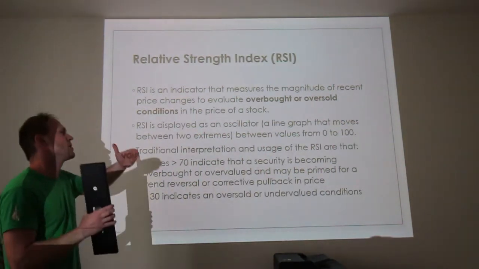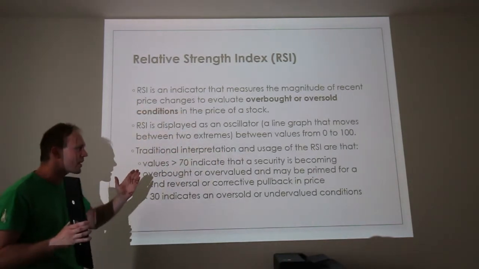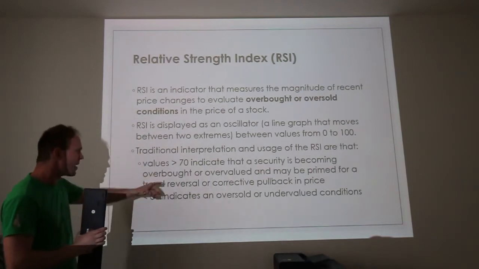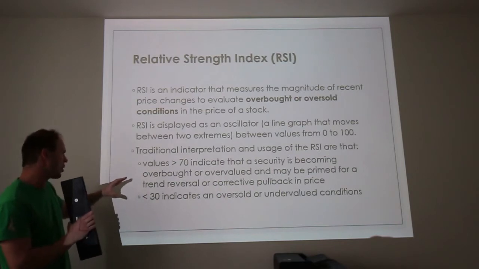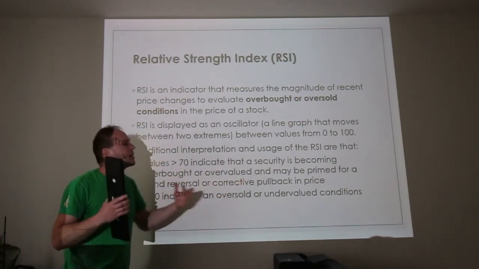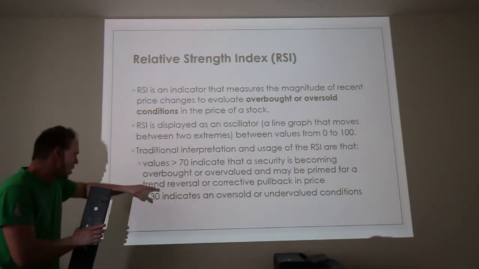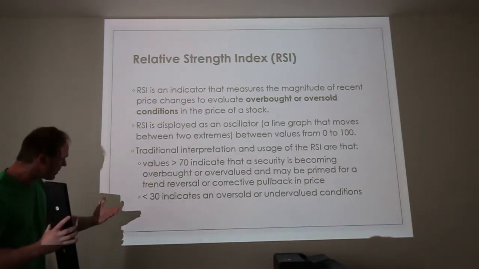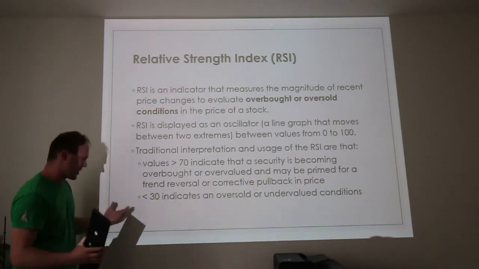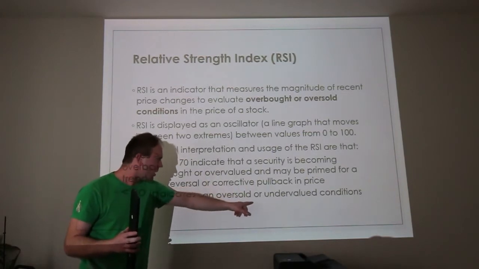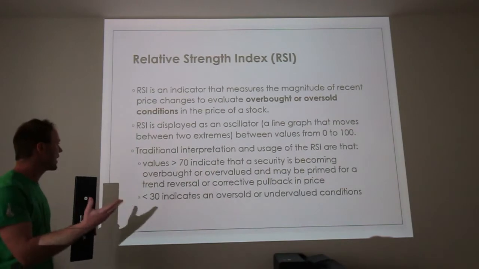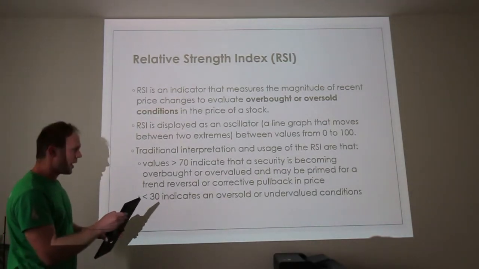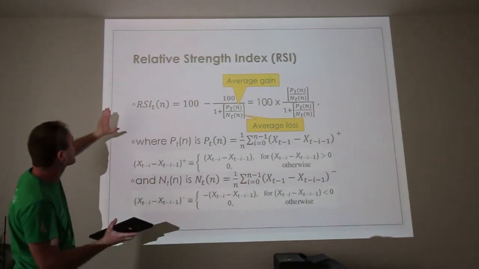The traditional interpretation and usage of the relative strength index is that values higher than 70 indicate that the security is becoming overbought or overvalued and may be primed for a trend reversal or corrective pullback in price. Values smaller than 30 indicate oversold or undervalued conditions. So values higher than 70, values smaller than 30. Okay, so we'll move on to another slide of this presentation.